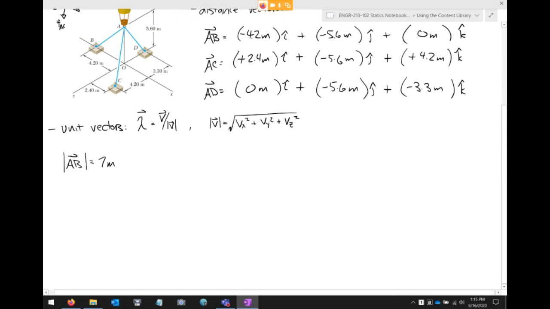So if I know the magnitude of AB and I already have AB figured out, I propose that for lambda AB, I just take each of those components and divide by 7. So if I take negative 4.2 and divide by 7, I'm going to get, well, somebody help me out. So we have lambda AB. It's going to be something times I plus something times J plus something times K. Somebody help me out. Just tell me what it is.